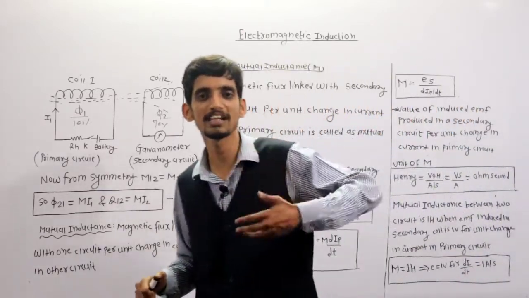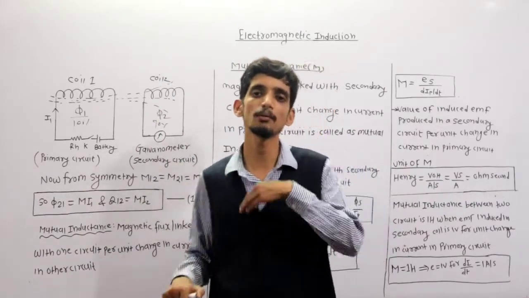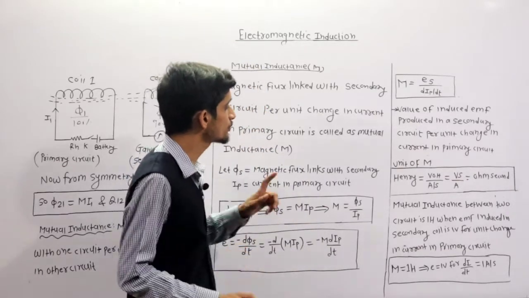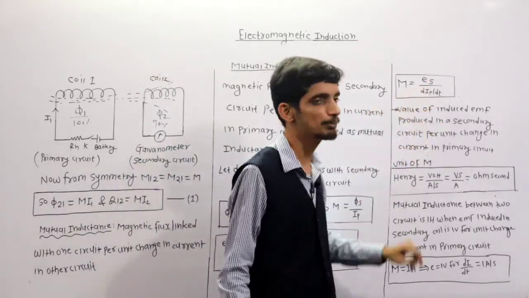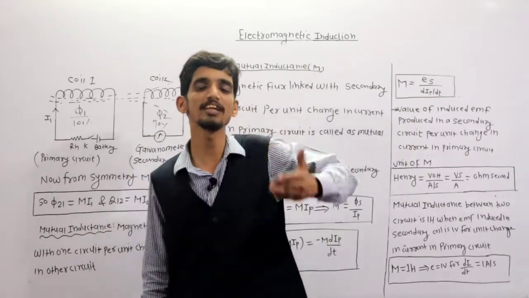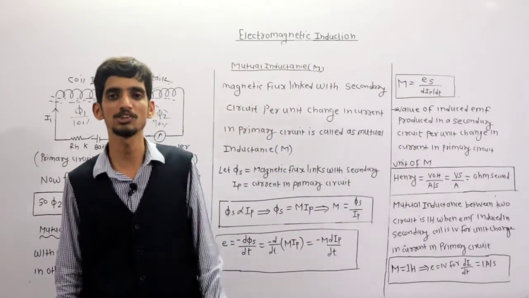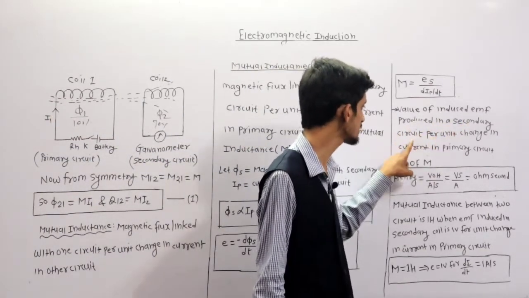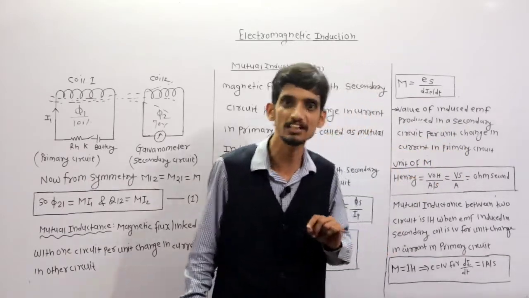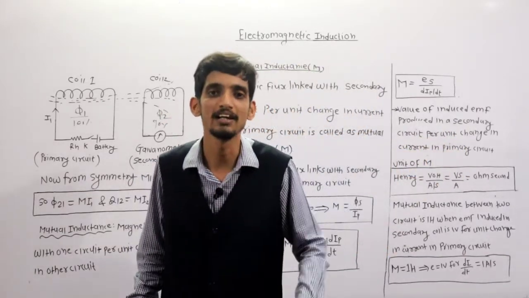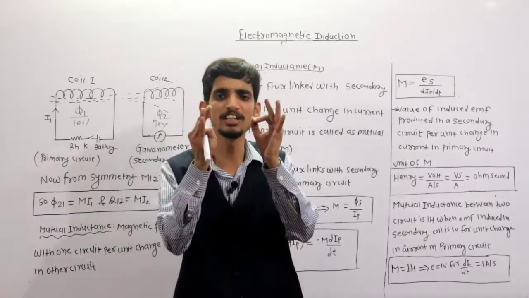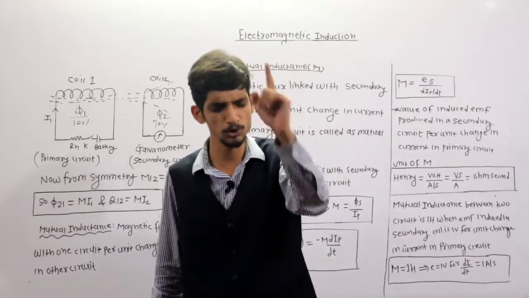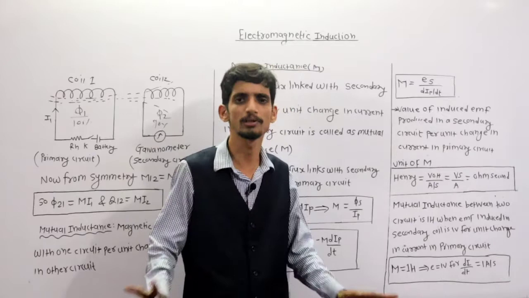It means EMF induced in a secondary coil due to change in the current in the primary coil is called mutual induction. So from here, mutual inductance is ES upon dIP by dt. It means it is the ratio of EMF induced in a secondary circuit per unit change in the current in the primary circuit. This is called mutual inductance. Clear? EMF induced in a secondary circuit per unit change in current in the primary circuit is called mutual inductance. You have to remember this.